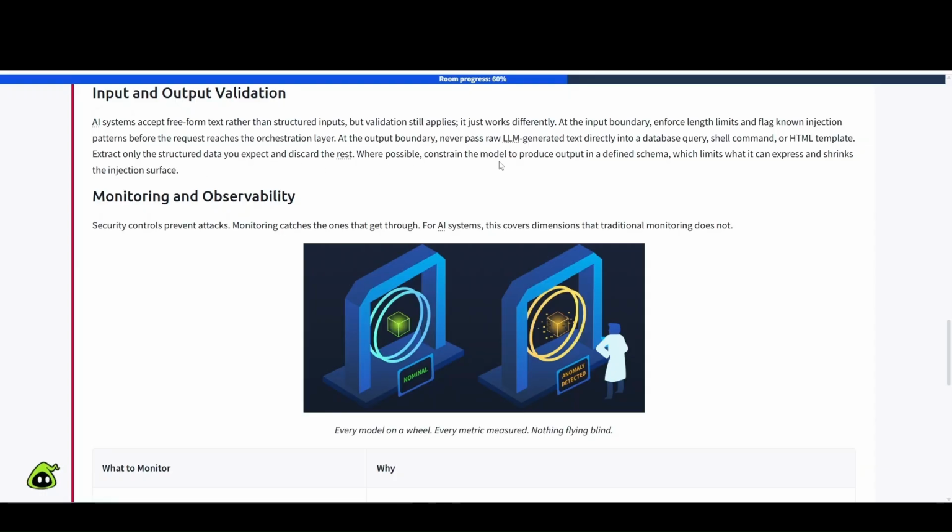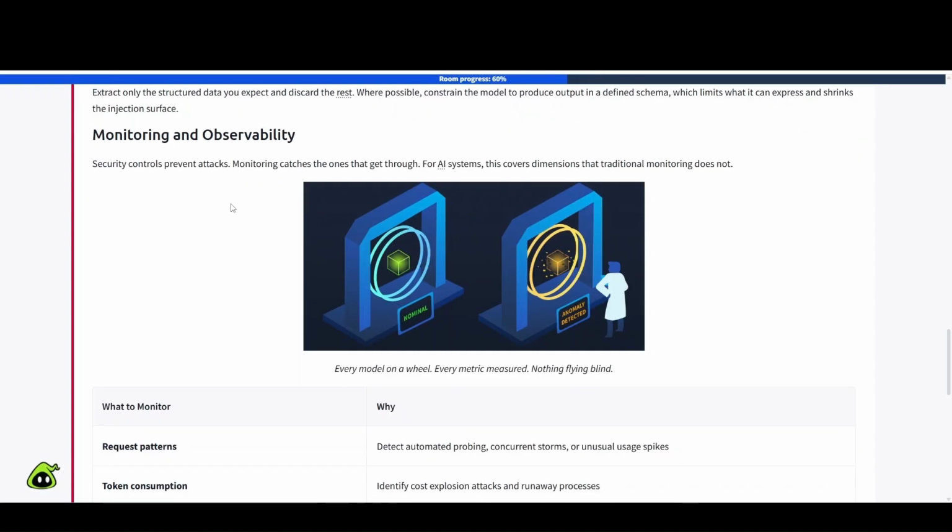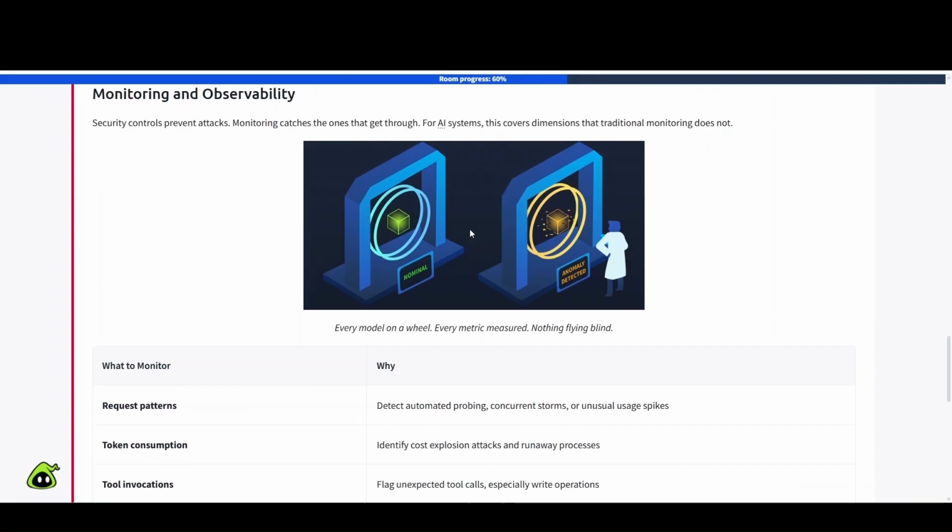Where possible, constrain the model to produce output in a defined schema, which limits what it can express and shrinks the injection surface. Monitoring and observability. Security controls prevent attacks. Monitoring catches the ones that get through. For AI systems, this covers dimensions that traditional monitoring does not.